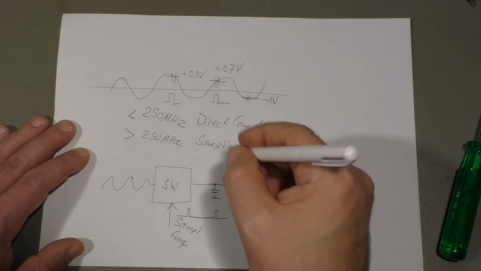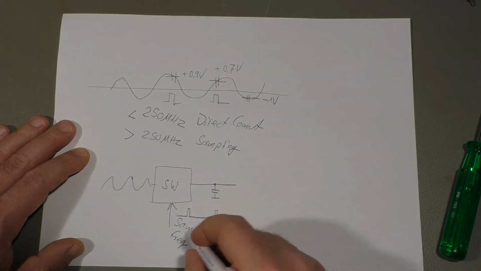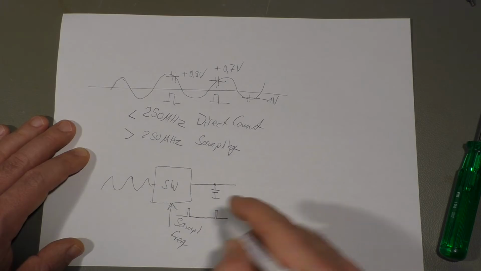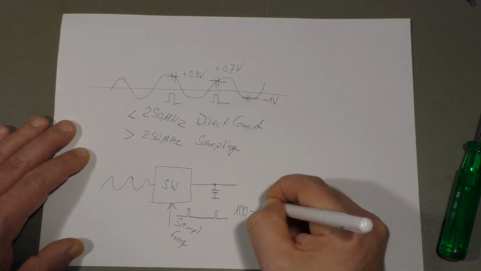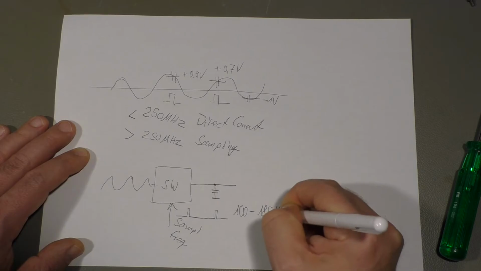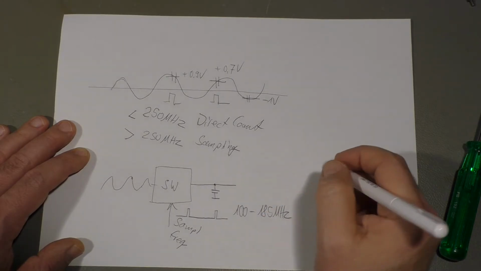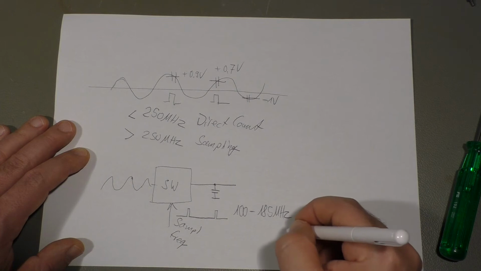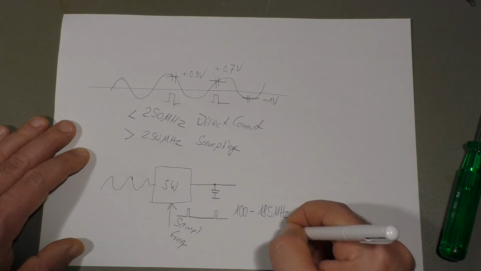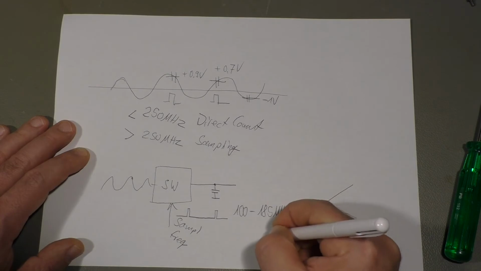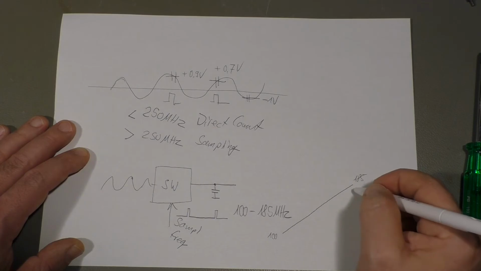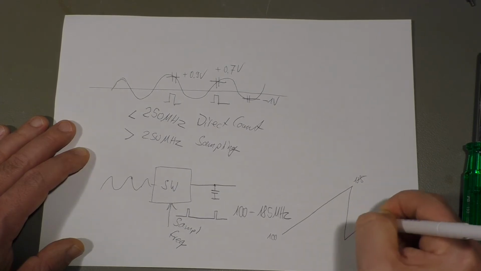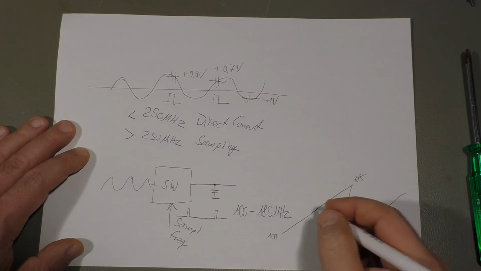Now what you could do is to change your sampling frequency from, in the case of this counter here, from 100 to 185 megahertz. And you use a ramp impulse like this to go from 100 to 185. If you didn't find anything, you go back and start again. What happens?